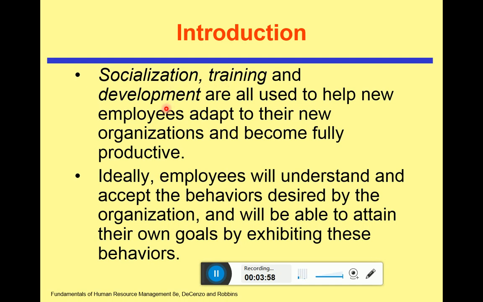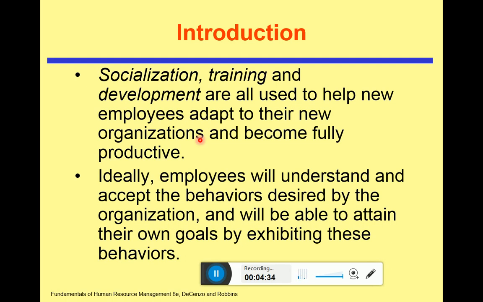Socialization, training and development are the ways employees learn or enhance their abilities. Inshallah, in lecture number 13 we will discuss socialization totally, and in the upcoming lectures we will discuss training and development in detail. Now, socialization, training and development, all these different learning techniques are used to help new hires to adapt to their new organizations and become fully productive.